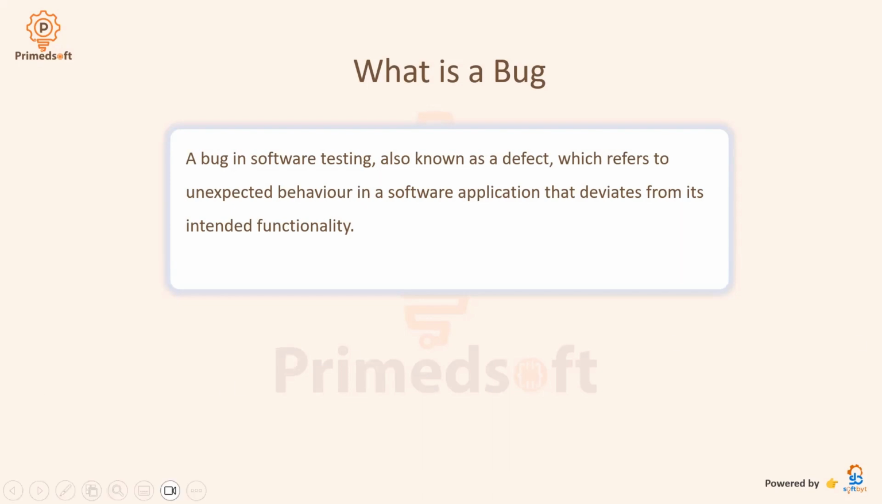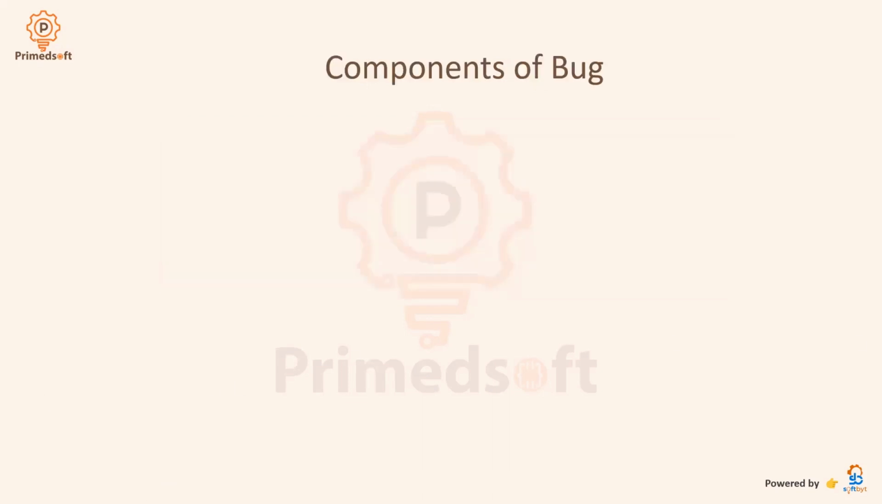So we'll move on to components of bugs. So what are the components of bugs? When we are discussing the components of bugs, it means not what you will see in a bug, but when you have found this unexpected behavior that deviates from the intended functionality, and you want to raise it, what are the things that you include on those bugs? So not the terms, not the terminology, right?